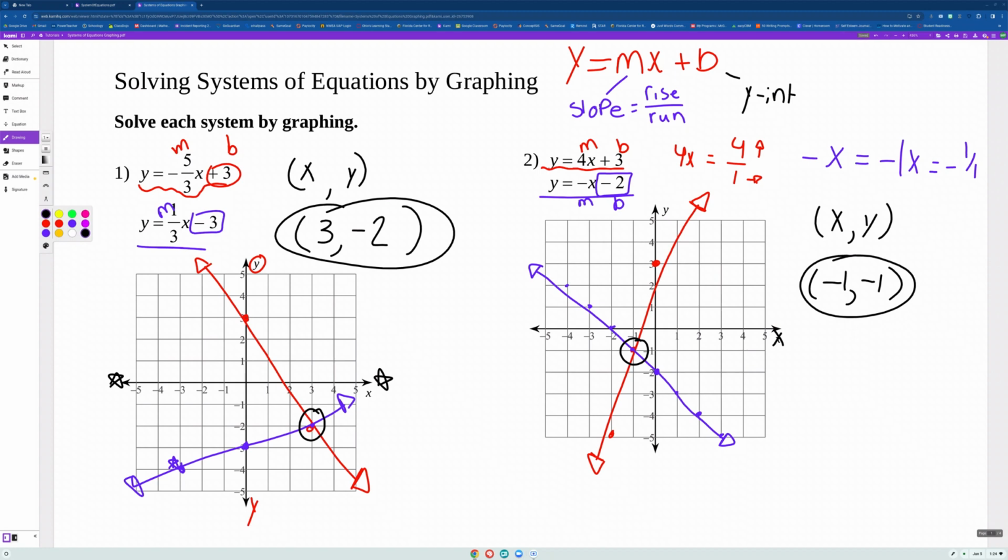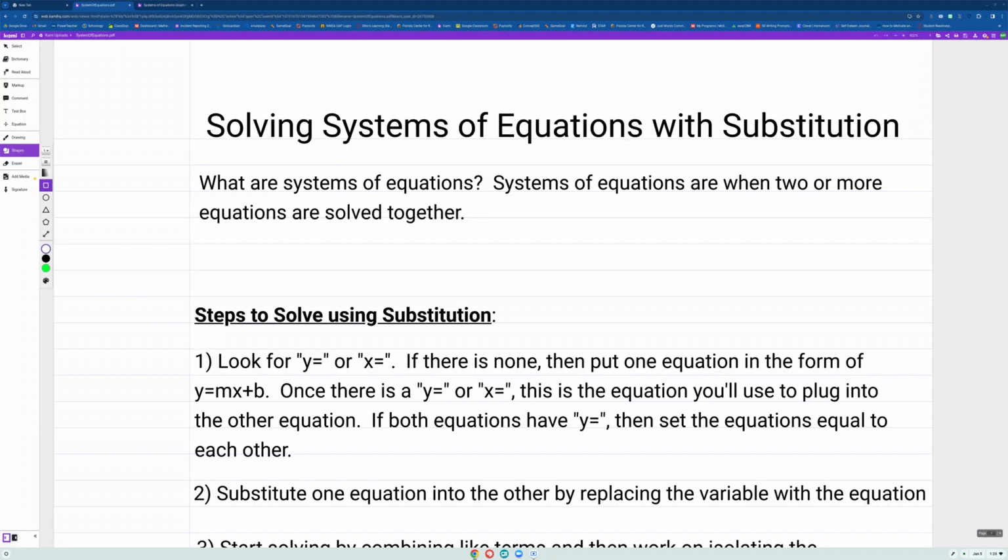So sometimes when you guys are solving systems of equations, you're not going to have the graphs, which is going to make it a little trickier. But there is something called substitution that you guys have been doing with Miss Dewey. So first of all, systems of equations are basically just equations that have two or more, and they're solved together.